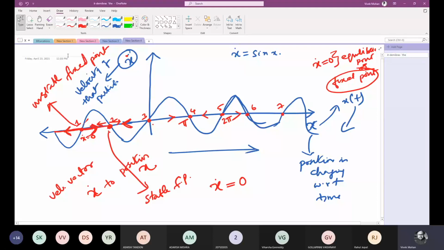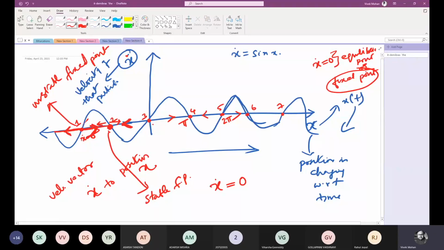The fixed points 1, 3, 5 are unstable fixed points. The fixed points 2, 4 are stable fixed points. Now, the stable fixed points are often called attractors or sinks because they attract to the same point, right? You can see here the fixed point 2 attracts to the same point.